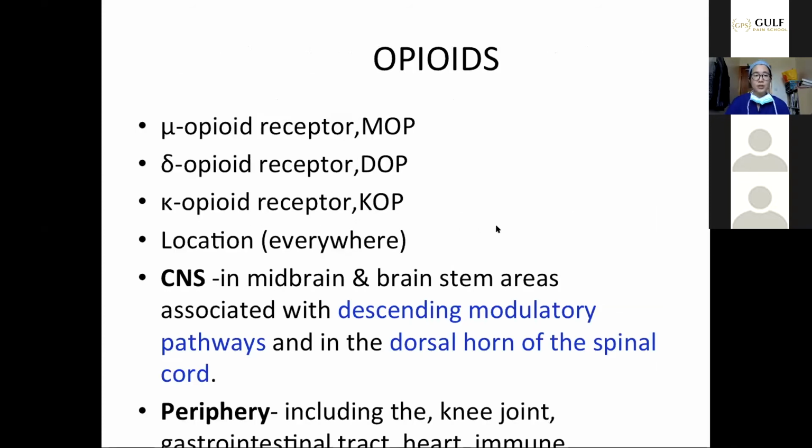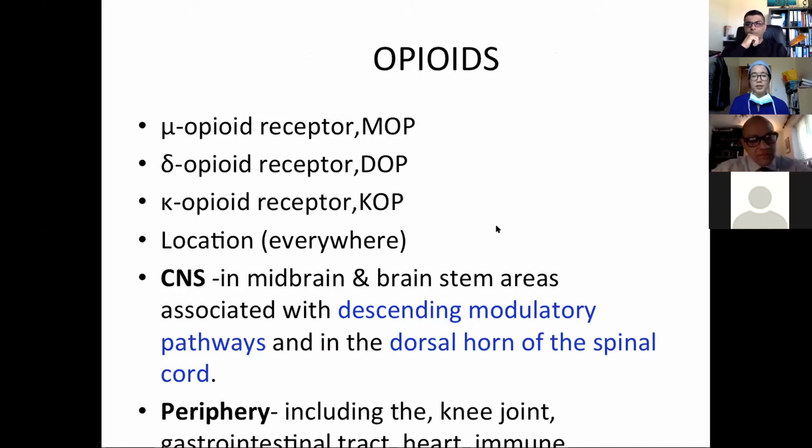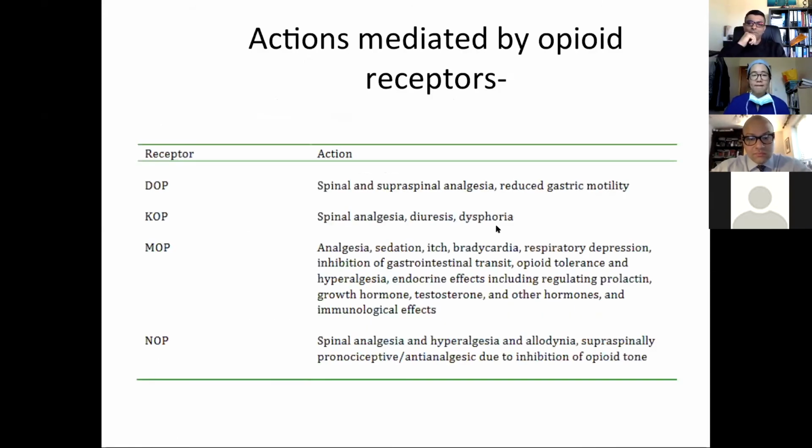So in terms of receptors, you have mu, delta, and kappa, and they're everywhere, but a lot of them are in your descending modulatory pathway and also in the dorsal horn of the spinal cord. There are different actions related to the activation of different opioid receptors.